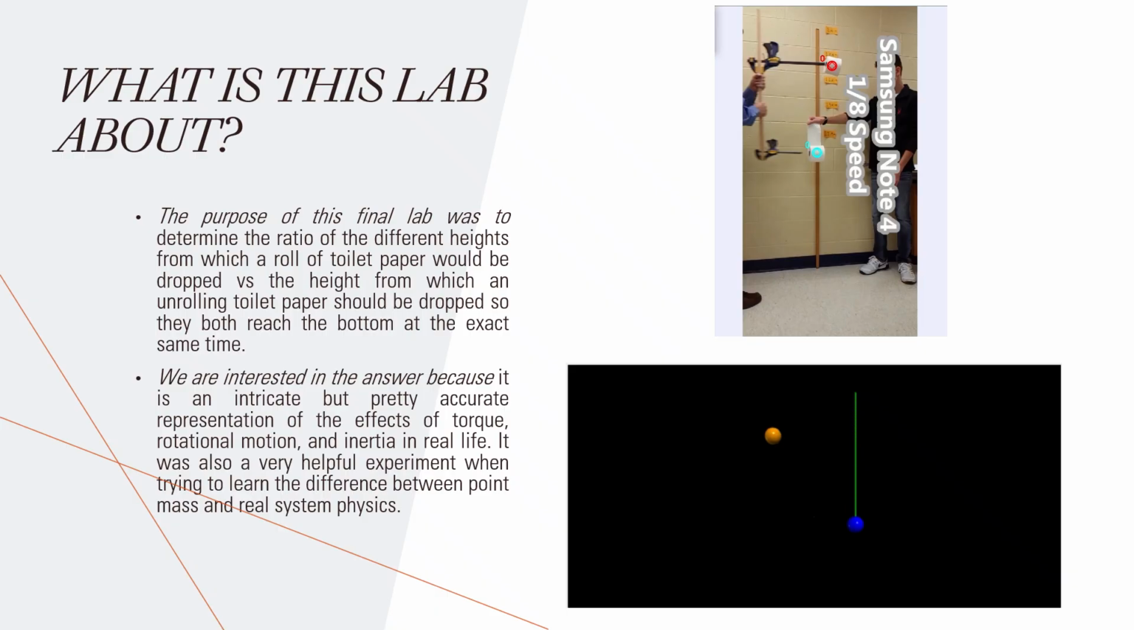The core setup is simple but interesting. One toilet paper roll is just dropped straight down like a point mass. The other is allowed to unroll as it falls, so it both translates and rotates. The goal is to find the ratio of heights, h over H, so that these two very different motions take the same amount of time. This forces us to treat the roll as a real extended object, not just as something falling at g.